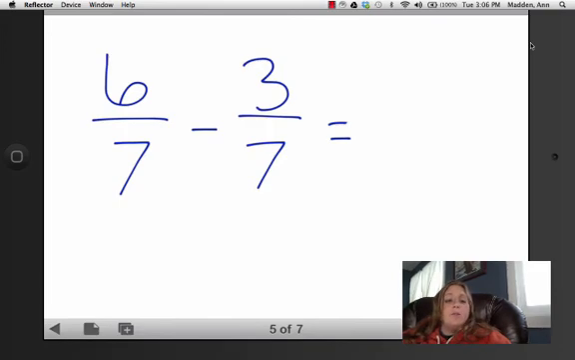Now let's move on to some subtraction. 6/7 minus 3/7. My denominator is going to be 7. 6 minus 3 is 3. Is that simplest form? It is.